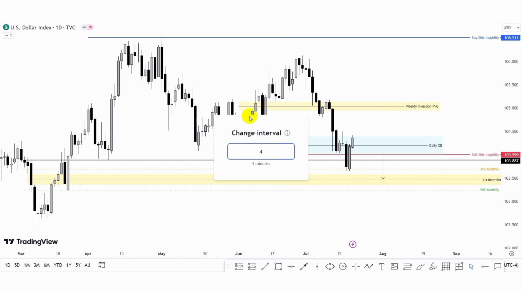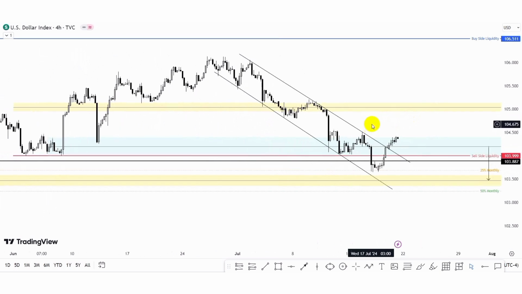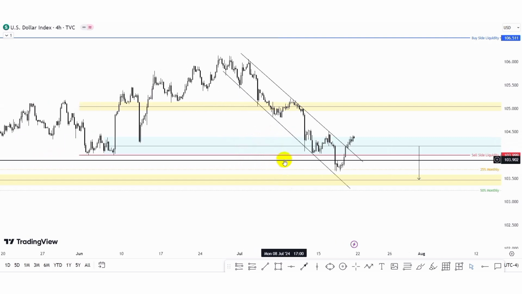When we check the 4-hour time frame, where we have a channel, I told us to expect price pushing to the upside to retest, and then the fall of price to the downside. And that is what happened here. Price projected to the upside, retested the trend line, and then fell to the downside. So this was what happened last week in the dollar index.